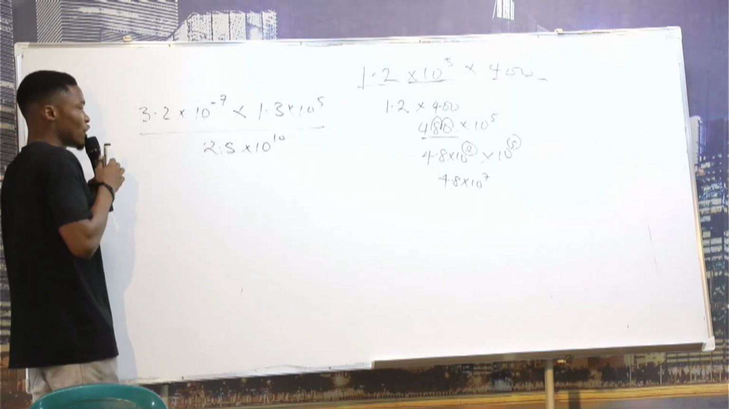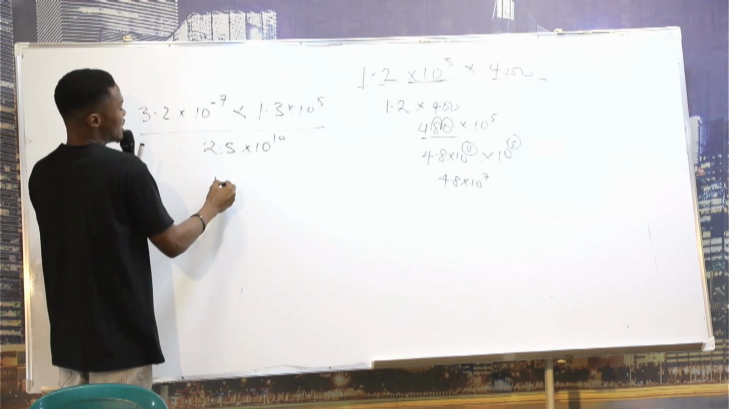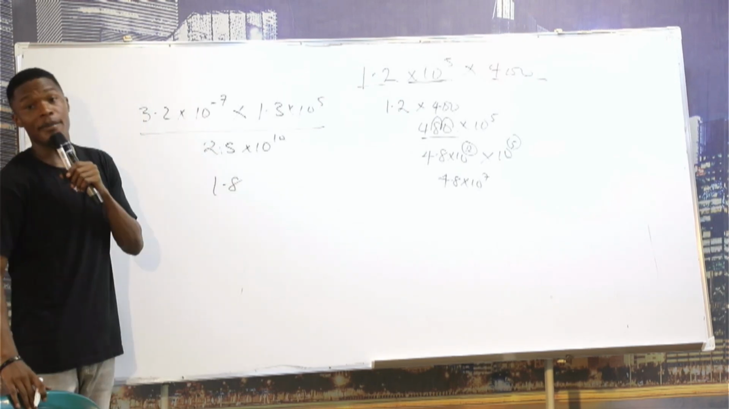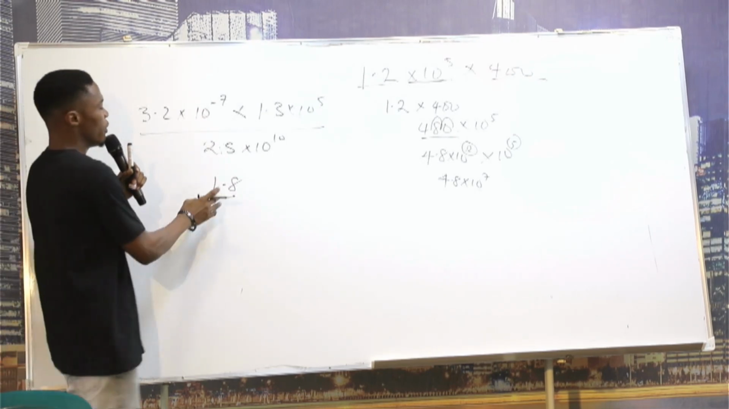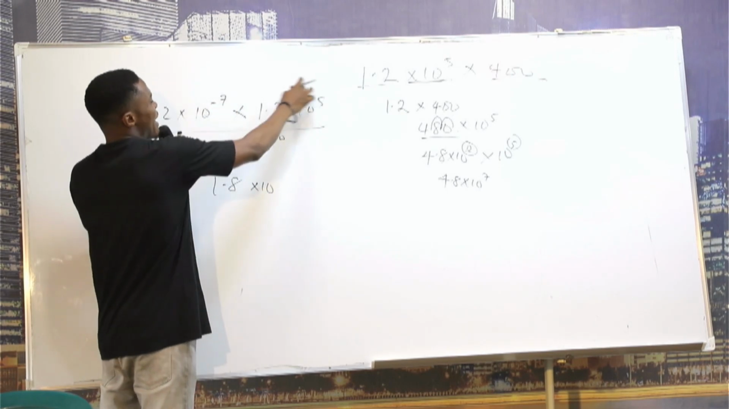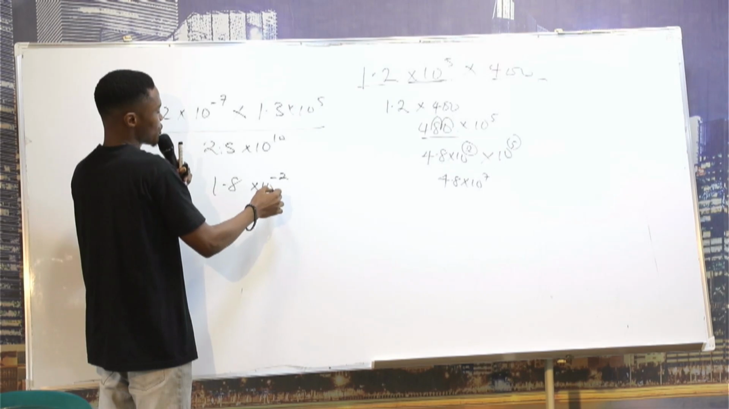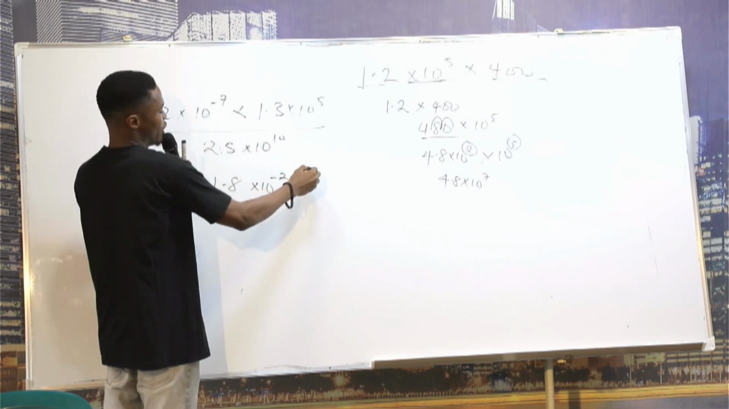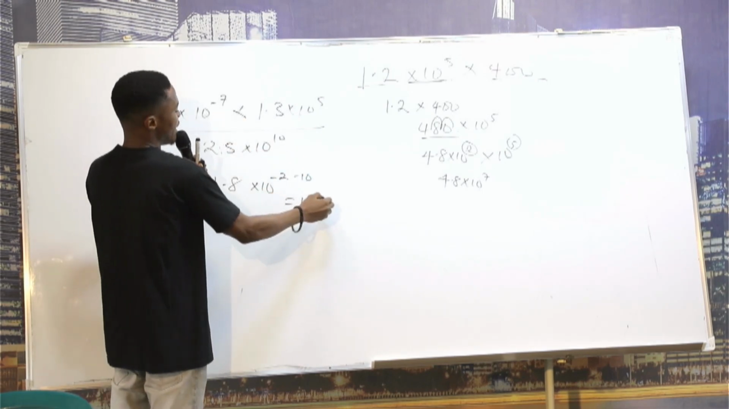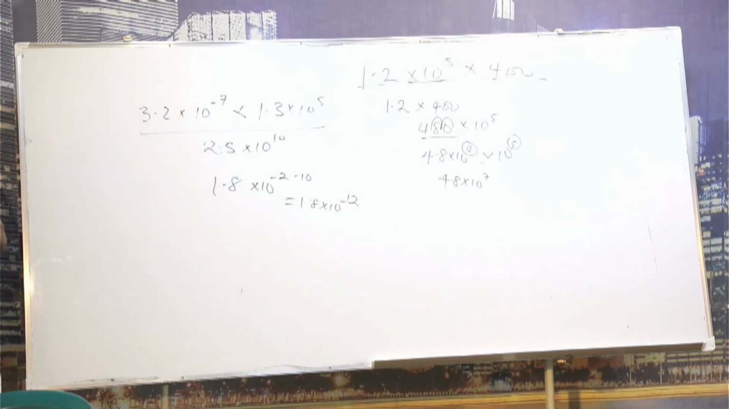Let's assume it gives us, let's say 1.8, an assumption. I'm not sure the calculator will give you something else, but let's assume it gives us this. Then I will now say times 10 raised to power. I will combine these: minus 7 plus 5 is what? Minus 2. Then this 10 will come up, or below, minus 10. So it will be 1.8 times 10 power minus 12. Do you get it now?